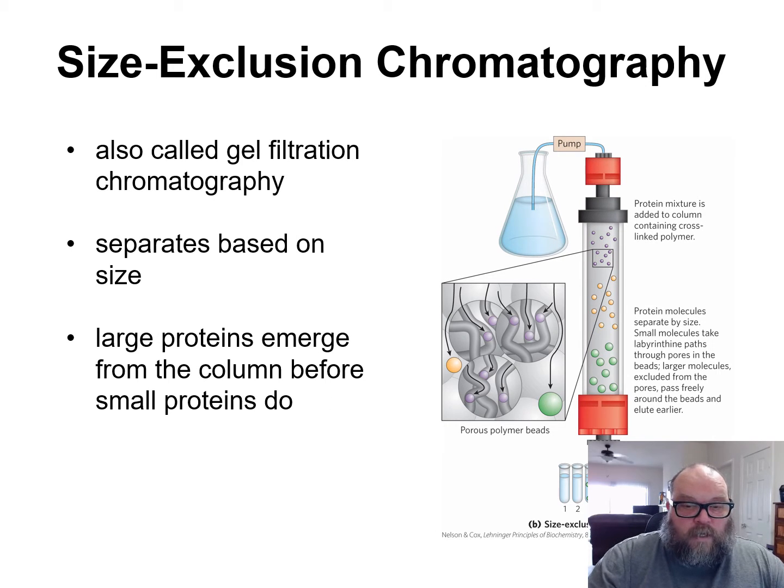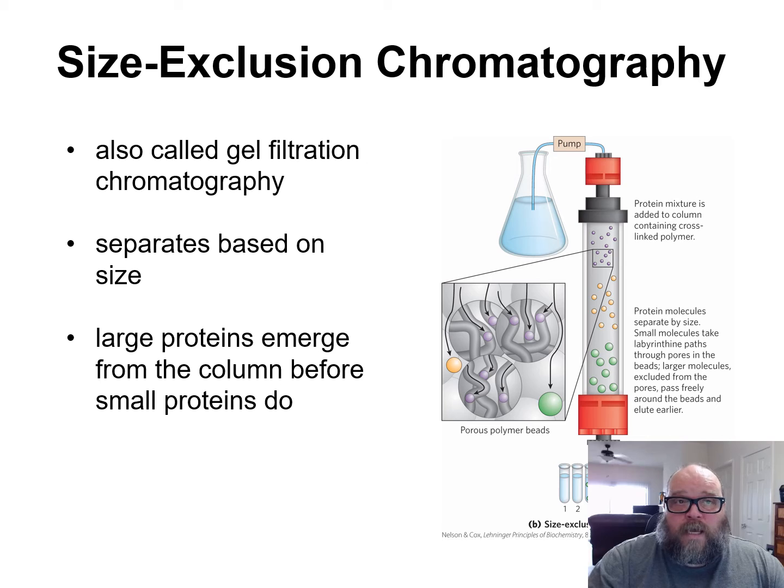Size exclusion is another one that's going to be good. It's going to interfere or allow certain things to pass through based on size. Depending upon which gel you're using, it could slow down big things, only allow little things through. Or it could go the other way. Little things get ensnared, only big things get to go through.